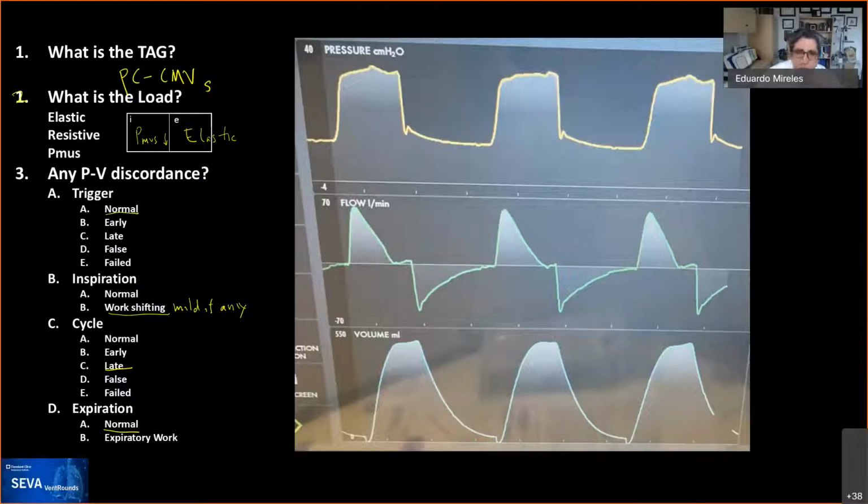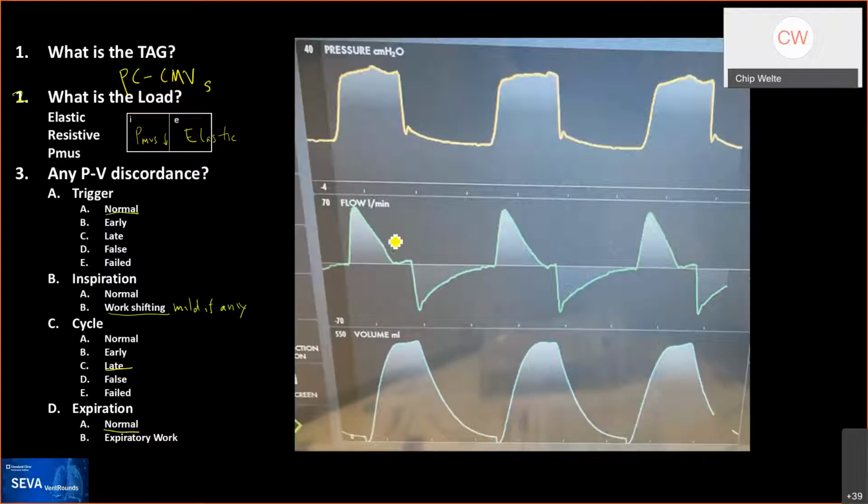Can you tell us why you came to the conclusion that this was PC-CMV? Well, the flow has this sort of exponential decay, and then it kind of goes to 0 and doesn't really cycle. So there's not going to be any flow controlled mode of ventilation that does that with the flow. So this is going to be pressure control.